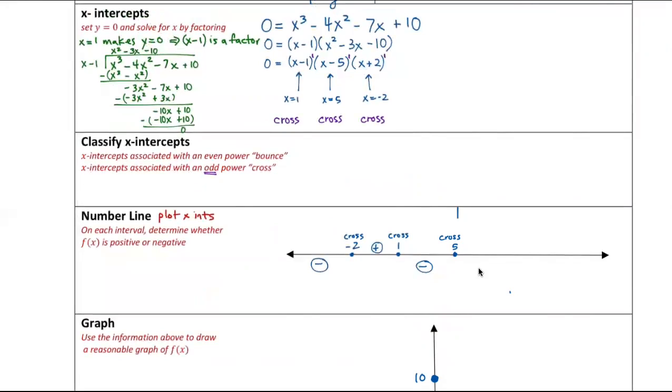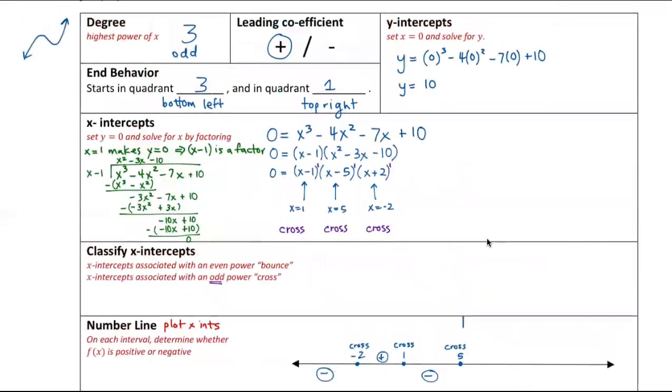So we were right. And last but not least, if it has to cross through again, it's going to have to be positive. Remember, it was supposed to end, let's go back up here, in the top right, right? So it better be positive, but let's just double check just in case. Let's plug in 6. 6 minus 1 is positive. 6 minus 5 is positive. 6 plus 2 is positive. So positive, positive, positive. Whew.